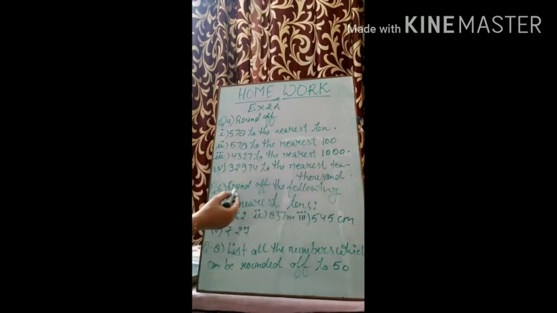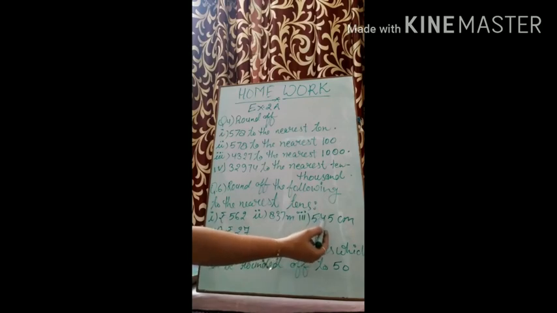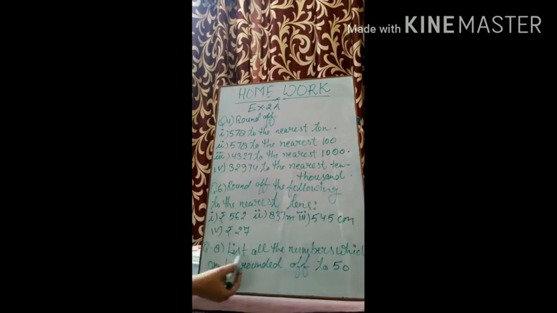Next question. Round off the following to the nearest tens. Rupees 562. Second, 837 meter. Next, 545 centimeter. And the fourth, rupees 27. Last question is, list all the numbers which can be rounded off to 50.